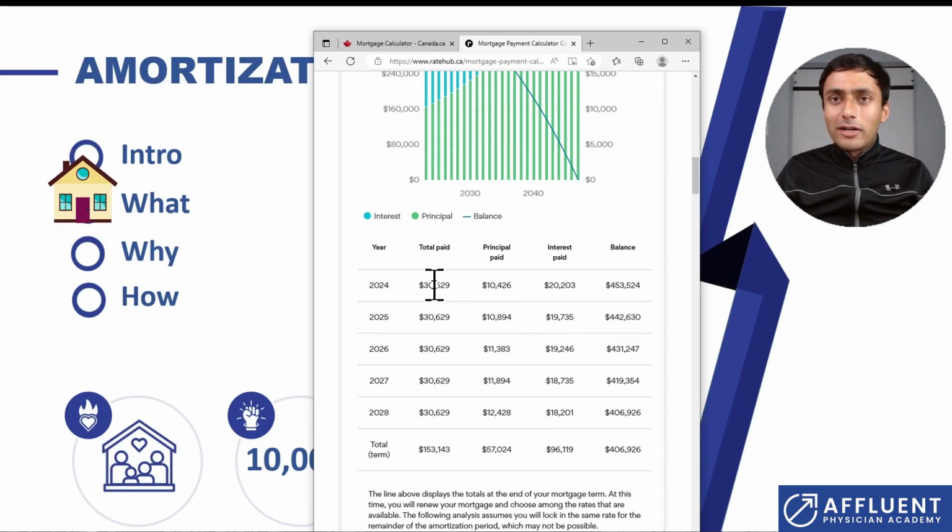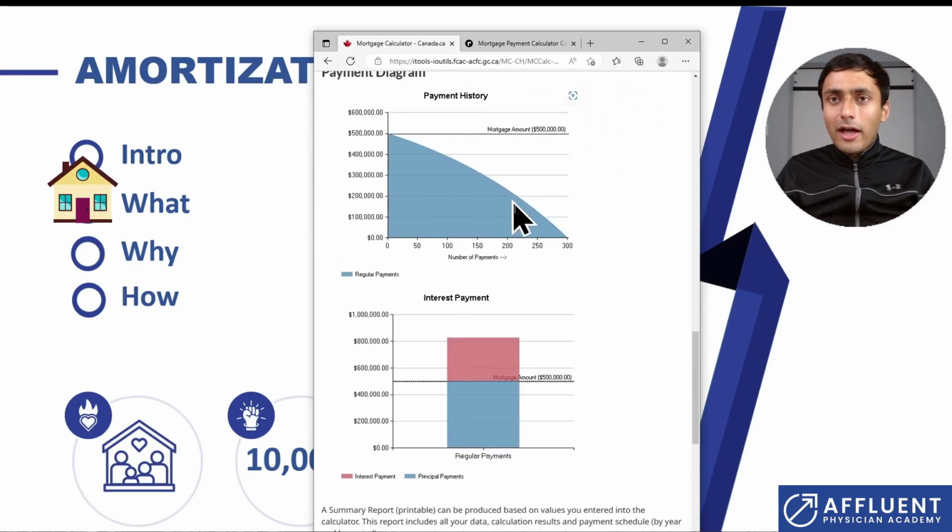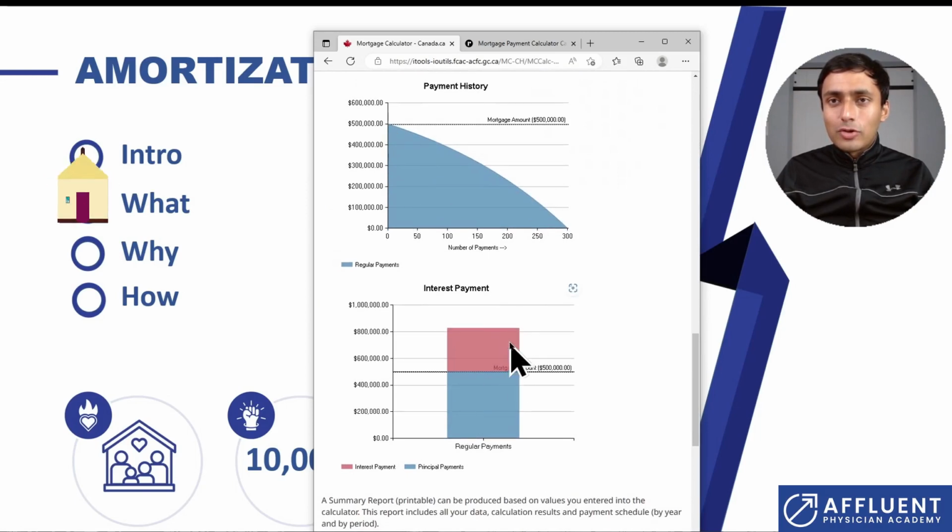So you could see here with $30,000 paid, I'm picking 2024 here, the principal is only 10, but the interest is 20,000, which is almost 200% of the principal. And so you build very little equity that way. This is again by the Government of Canada, which uses a similar strategy. So you can see here that the total interest paid is almost equal to the blue amount, which is the principal, but that is the nature of amortization.